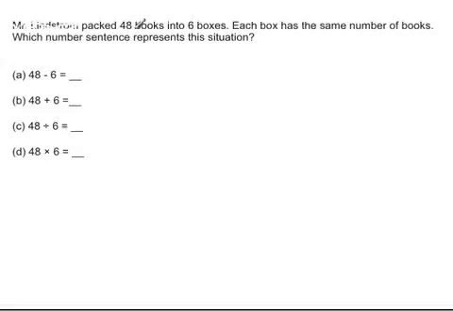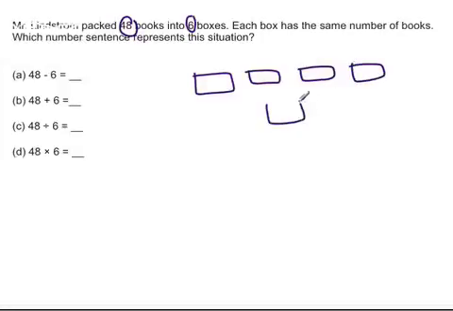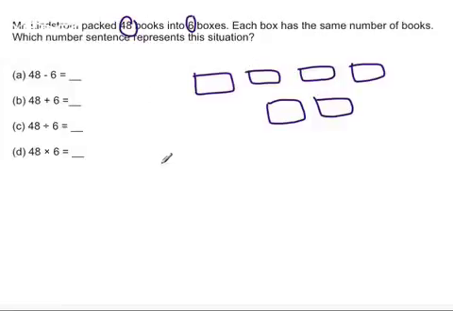But what we do need to know is that there are 48 books and there's 6 boxes. So you can think about, okay, I have 6 boxes. And now I need to do something with the 48 books. Some of you may put tallies in each box until you get to 48. Or some of you may just think, okay, I've got 48 books and I've got these 6 boxes. What am I going to do?